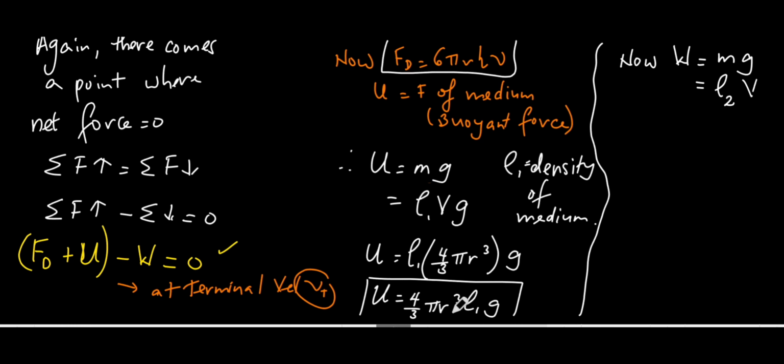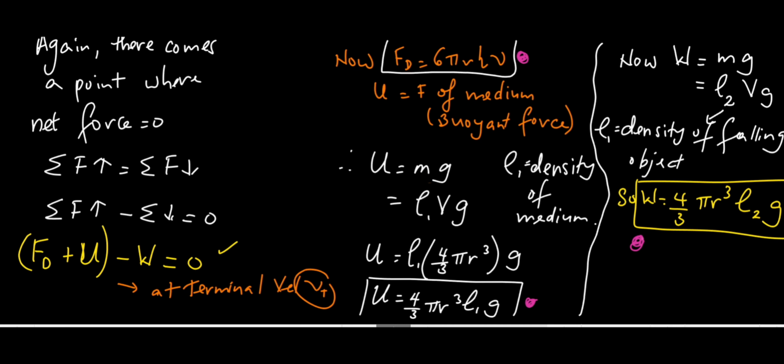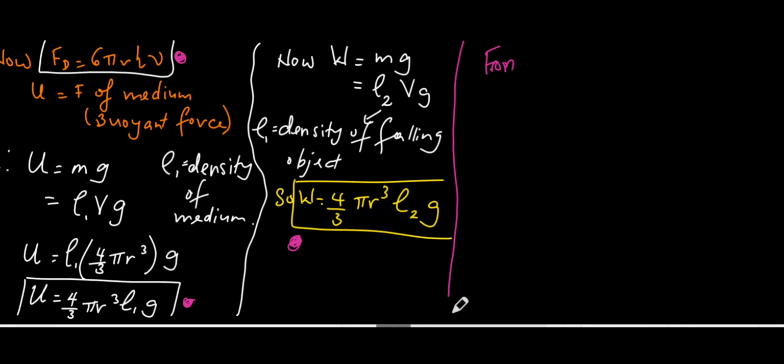Now, if we consider the weight of the object, which is of course mass times gravitational field strength, in this case mass equals again density times volume, but in order to distinguish one from the other, we will use rho 2 as the density of the falling object. Once again, volume is 4/3 pi r cubed, and of course we get the following three equations that we can now use in our original free body diagram equation.